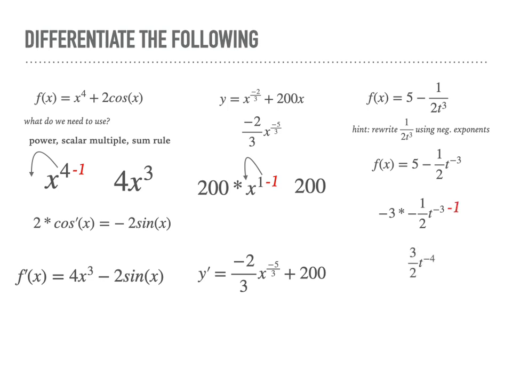Here you can see I did not use the scalar multiple rule. You can also just keep the scalar multiple inside and just find the derivative as it is, or you can take it out. Either way, you'll get the same value. And you'll get that the derivative is equal to 3/2 t to the power of negative 4. Now, we know that the derivative of 5 is 0, which is why I didn't include it.